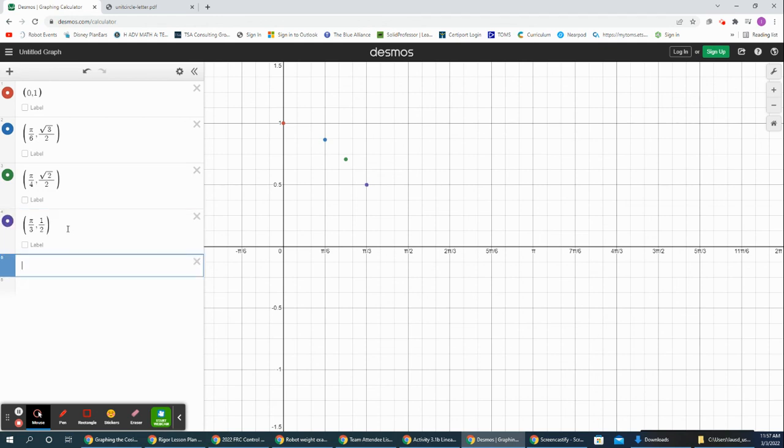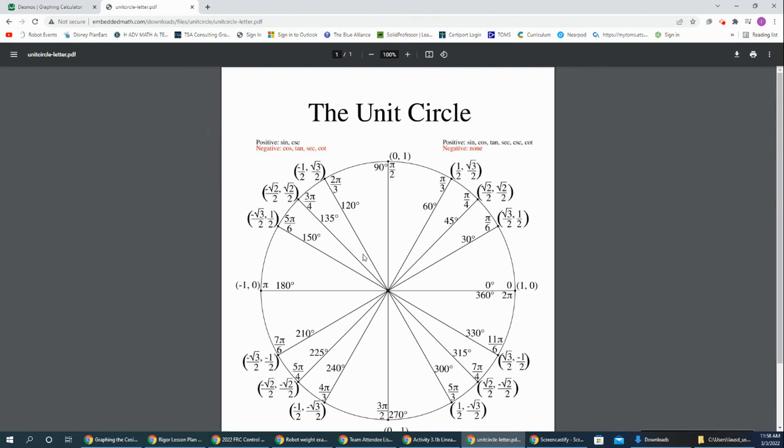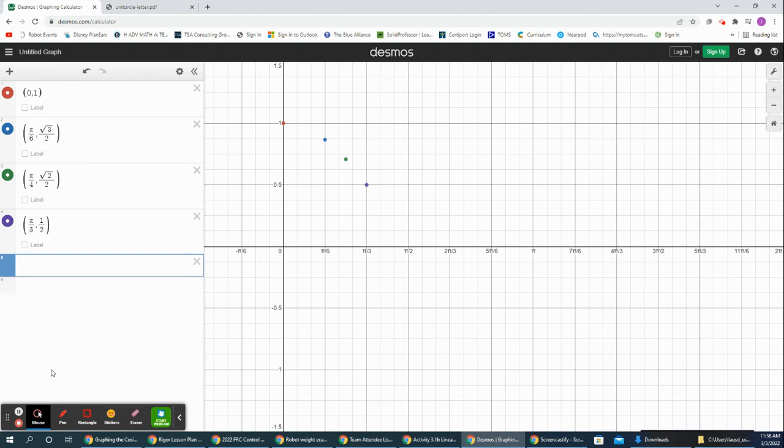Okay? Now, go ahead and continue, and I want you to plot all of the points. Remember, you're looking at the radian measure with the x component value now. And let's go ahead and do that all the way around the circle. I'll wait for you to do that as well.